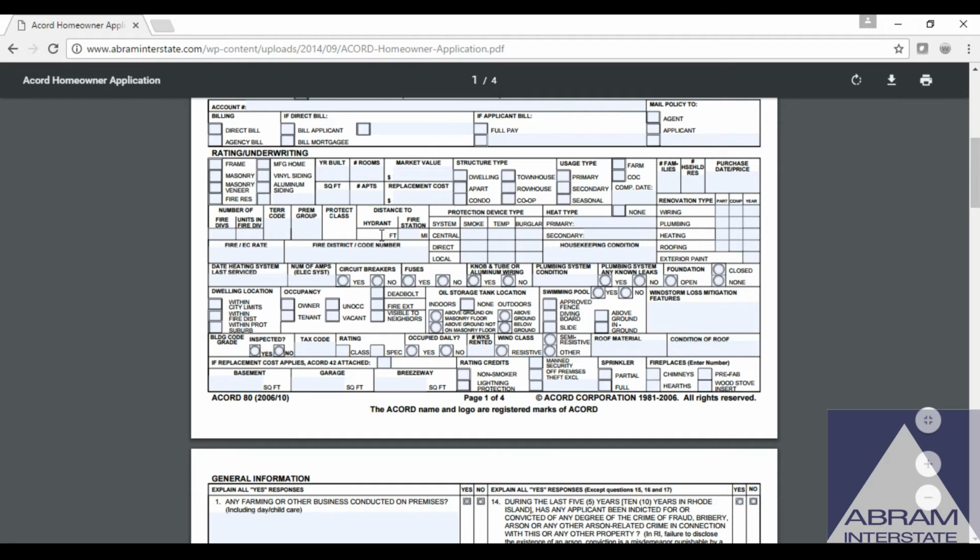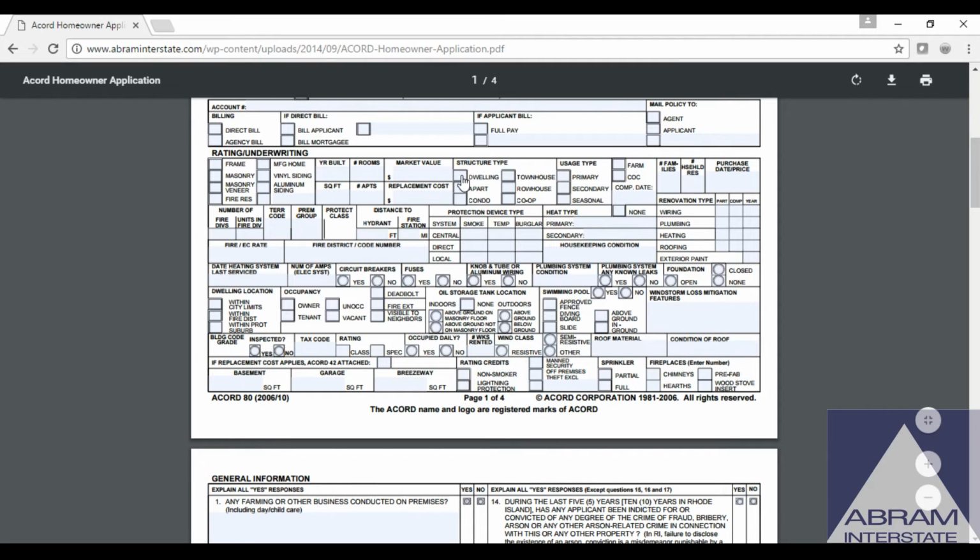The distance to the hydrant should be in feet and the fire station in miles. We can use this information to help us estimate the protection class, but it is always safest to find the actual protection class, usually from contacting the fire department or using some sort of third-party service if you have that available.